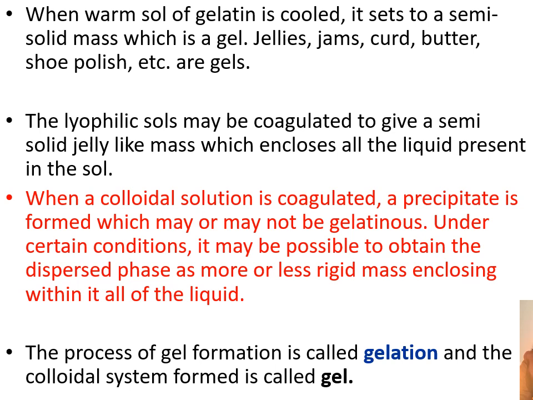Now the lyophilic sols may be coagulated to give a semi-solid jelly-like mass which encloses all the liquid present in the sol. So when a colloidal solution is coagulated, a precipitate is formed which may or may not be gelatinous. Under certain conditions, it may be possible to obtain the dispersed phase, that is liquid, as more or less rigid mass enclosing within it all of the liquid. The process of formation of gel is known as gelation, and the resulting colloidal system formed is known as gel.